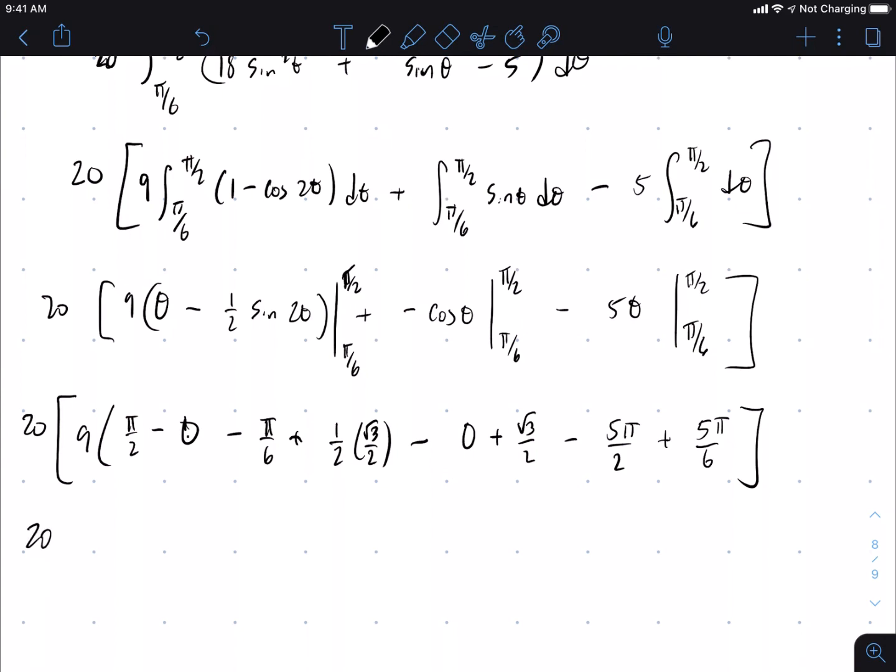All right, so 29 pi over 2 minus pi over 6 plus rad 3 over 4 plus rad 3 over 2 minus 5 pi over 2. All right, we're almost there. 2 pi, 3 pi over 3, pi over 4, 3 pi.